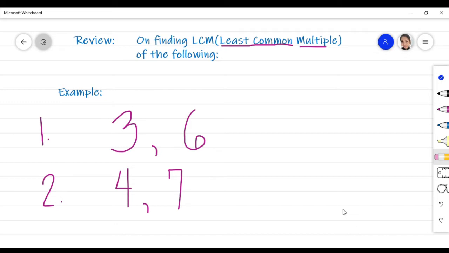Example 3 and 6. So remember, we are to find their common multiples, but we have to choose the least multiple. So let's write the multiples of 3 and 6. Let's stop if we find their common multiple already. For 3, the multiples of 3 are 3, 6, 9, 12, and so on. For 6, we have 6, 12, 18, and so on. Now, notice that their least common multiple is 6, right? Therefore, the LCM of 3 and 6 is 6.